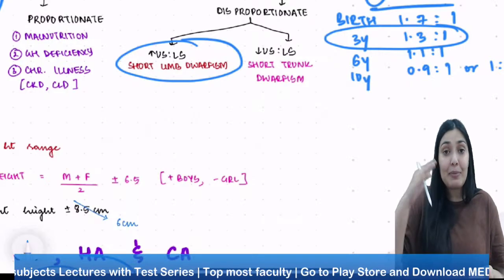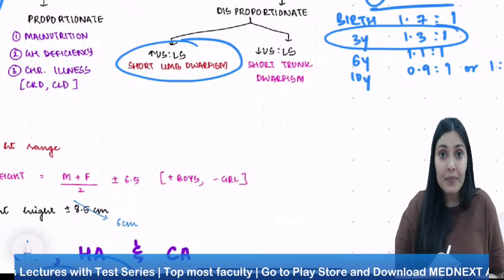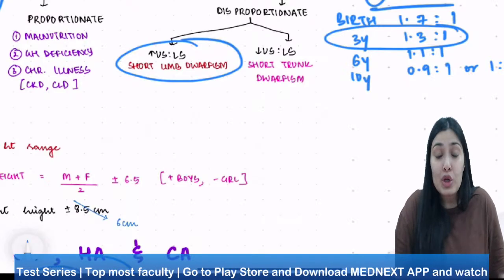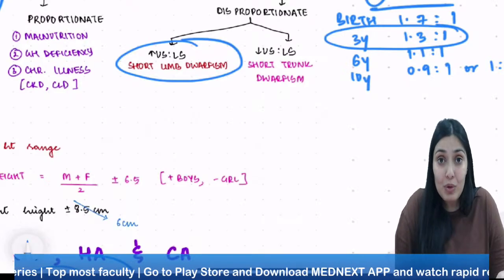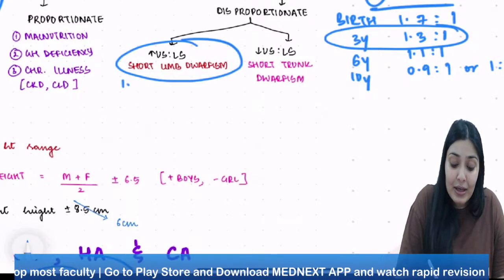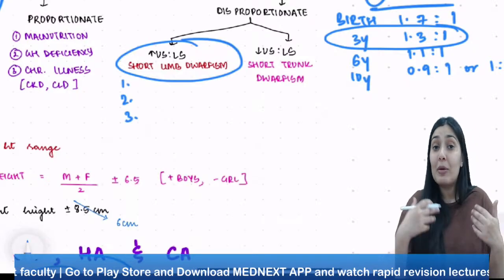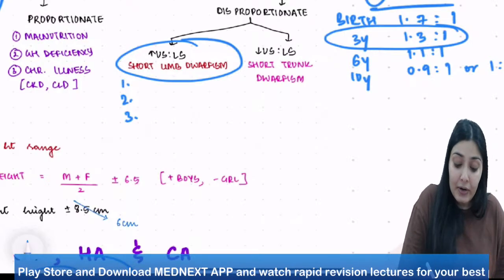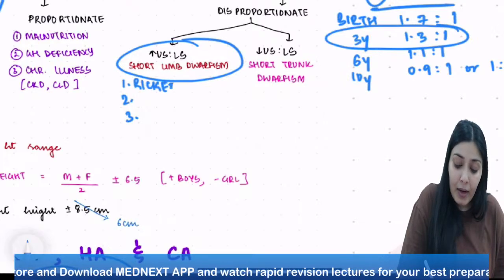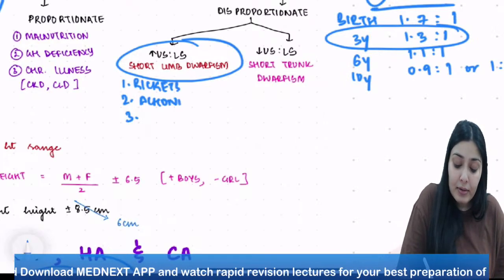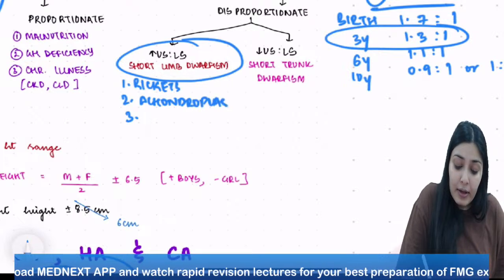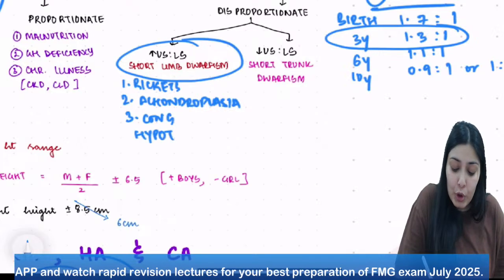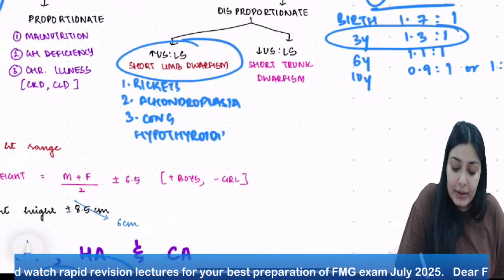That means the upper segment is big, limbs are small, right? Lower segment is small. What is this? This is short limb dwarfism. In short limb dwarfism, you need to know three conditions. These three conditions you should be able to recall even in your sleep. What are these three conditions that affect the limbs? Rickets, achondroplasia, and congenital hypothyroidism.